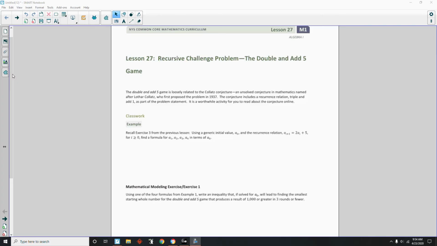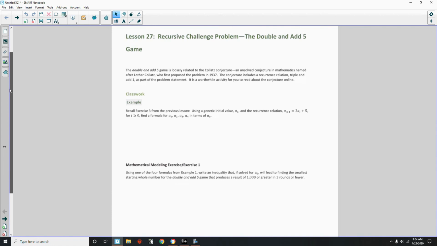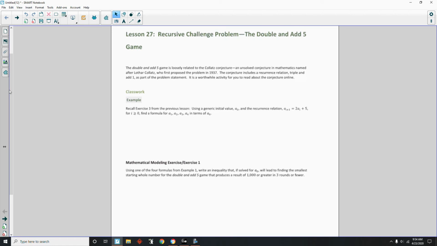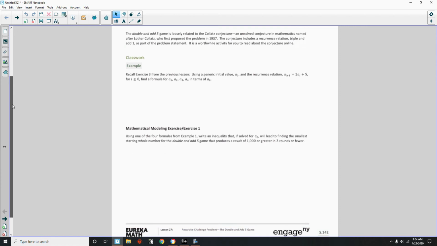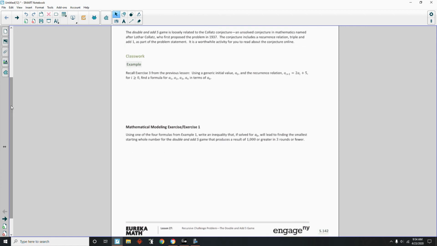Okay, welcome to Lesson 27, Recursive Challenge Problem, the double and add 5 game. This is a continuation from Lesson 26, and the double and add 5 game is loosely related to the Collatz conjecture, an unsolved conjecture in mathematics named after Lothar Collatz, who first proposed the problem in 1937. He was a German mathematician who died in 1990. The conjecture includes a recurrence relation, triple and add 1, as part of the problem statement.